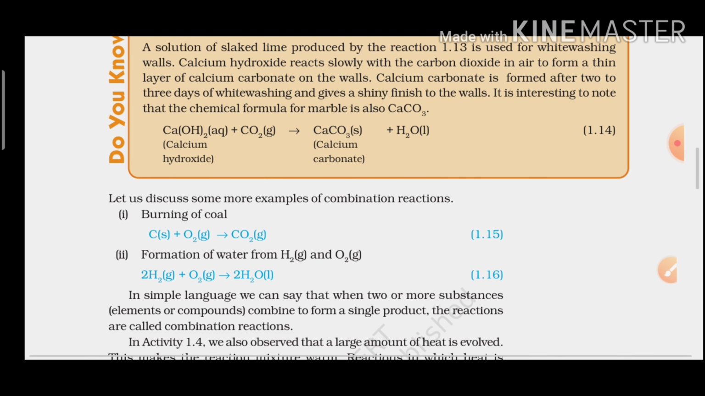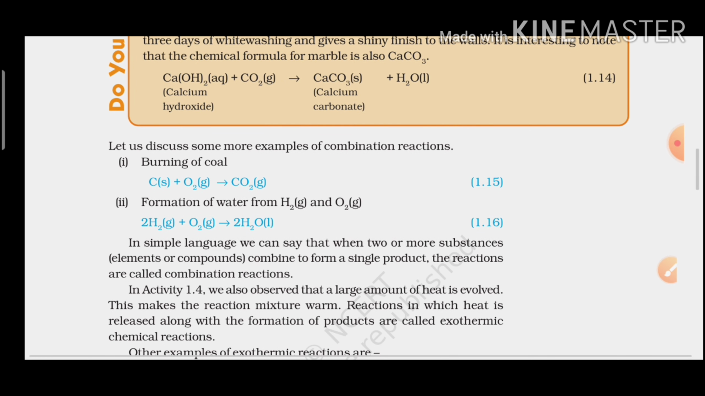See students, some more examples of combination reaction have also been given. The first one is burning of coal, and the second one is formation of water. See students, all burning reactions involve the presence of oxygen. And in the second example you can see that water is formed from hydrogen and oxygen, and these two, hydrogen and oxygen, are in the form of gas, and the product formed during this reaction is in liquid state. These two reactions are examples of combination reaction.